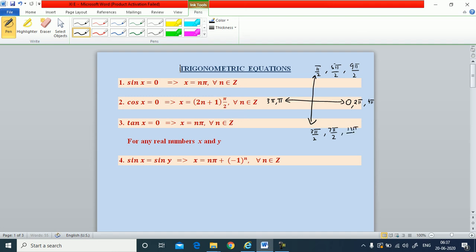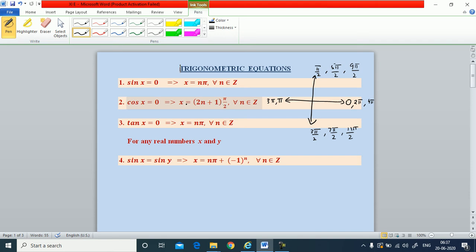So what do we see? We see that all these angles are multiples of pi by 2. And what is their nature? They are all odd. This is 1, then it is 3, then 5, 7, 9, 11, and so on. So cosine of x is becoming 0 when x is an odd multiple of pi by 2. 2n is always even. n multiplied with 2 will always give us an even number, and when 1 is added to it, obviously it will become odd.